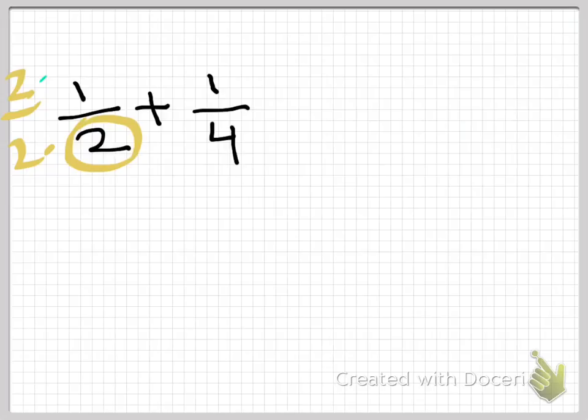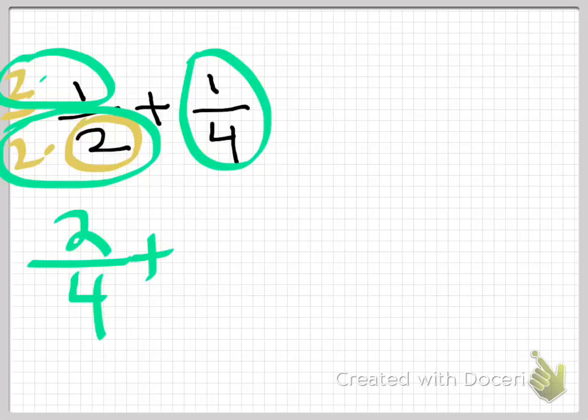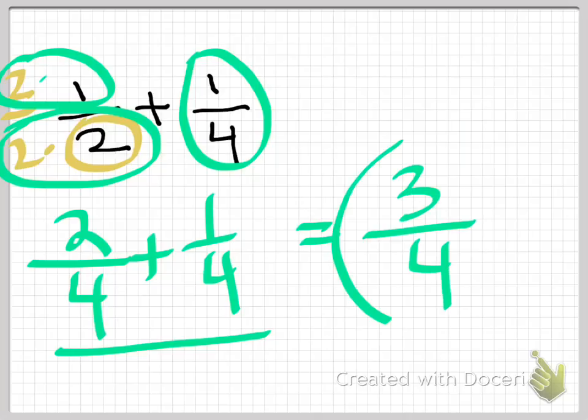So 2 times 1 is 2, and 2 times 2 is 4. Now I'm going to bring down this one plus 1/4. Now these have the same denominator, so now I can leave that alone and do 2 plus 1 is 3. My answer is 3/4.